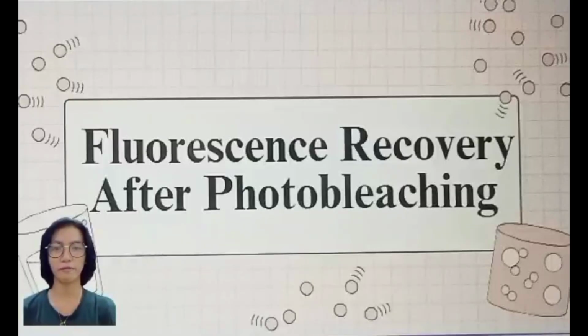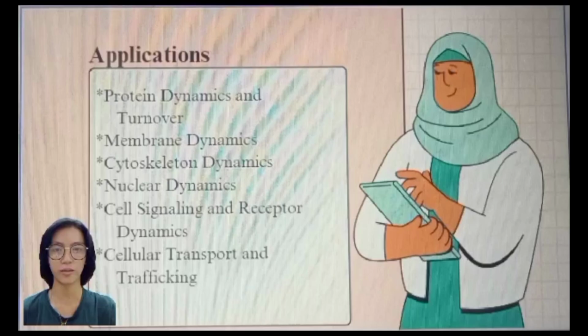Fluorescence recovery after photobleaching, or known as FRAP, is a versatile and widely used experimental technique in cell biology. Its applications span various areas of research, providing insights into the dynamics and behavior of fluorescently labeled molecules within living cells. Some of the key applications of FRAP include the following.